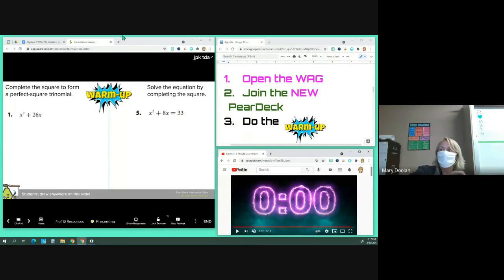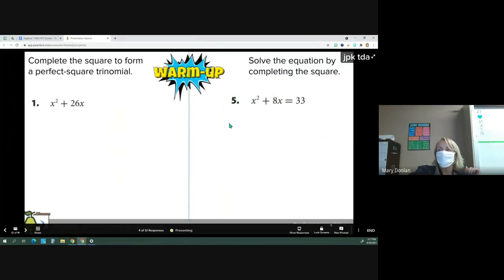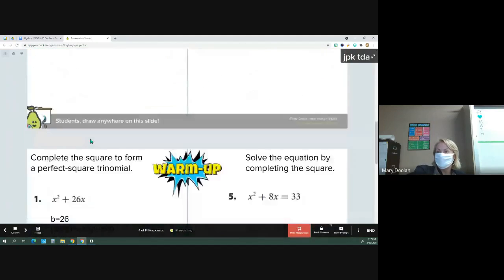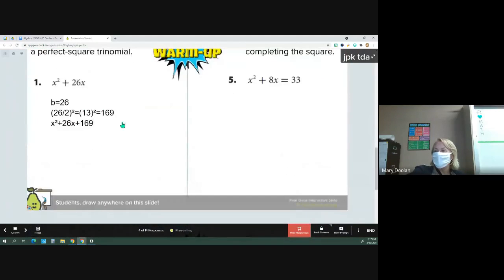All right, so that 5-minute timer is up. Let's take a look at the warm-up. The first question is to complete the square to form a perfect square trinomial. So we want to add a term here such that this will turn it into a trinomial that's a perfect square. And I have 4 responses for if you tried this or started writing on it.